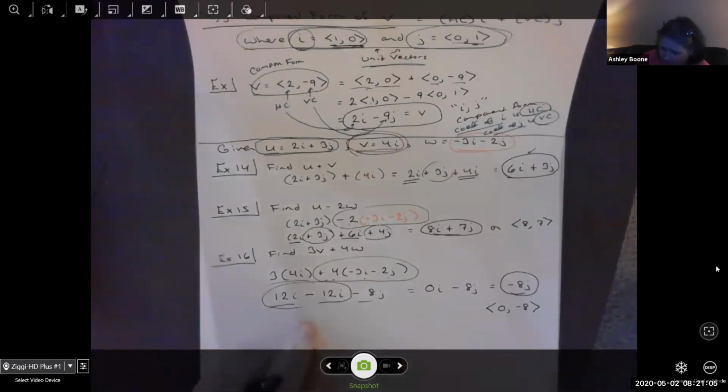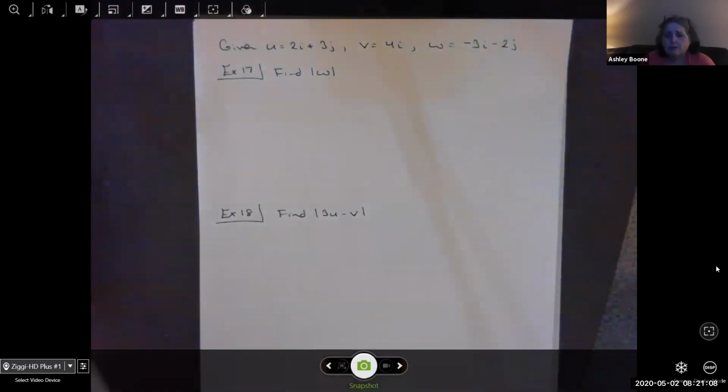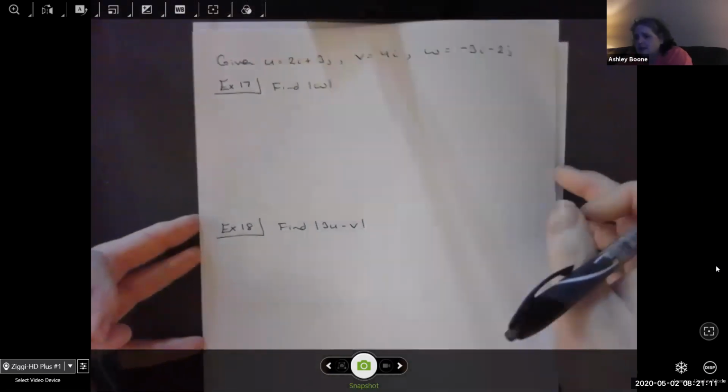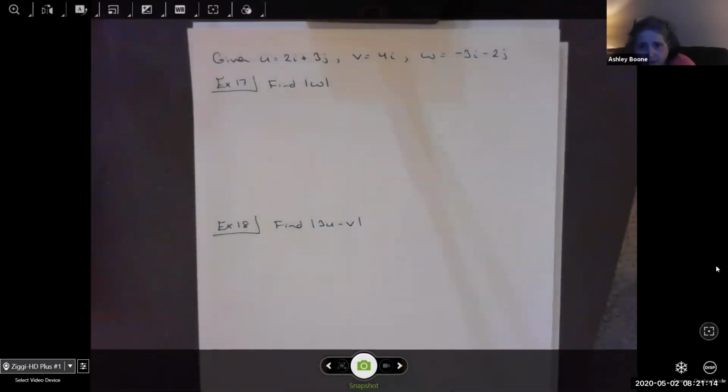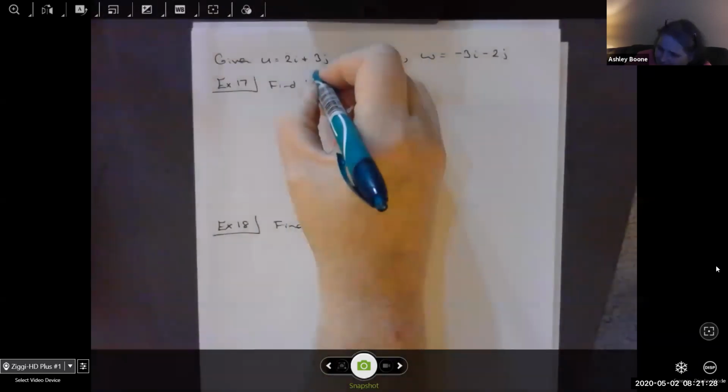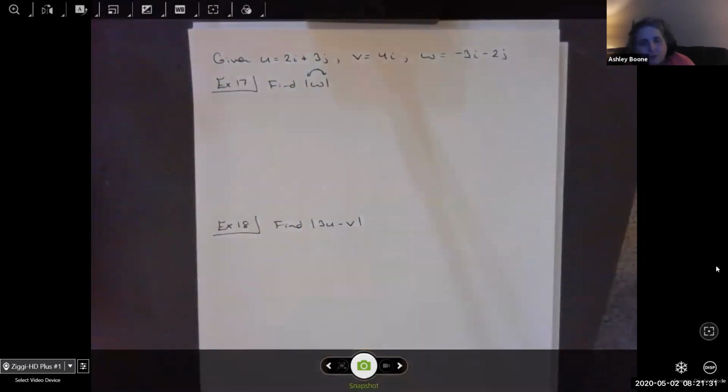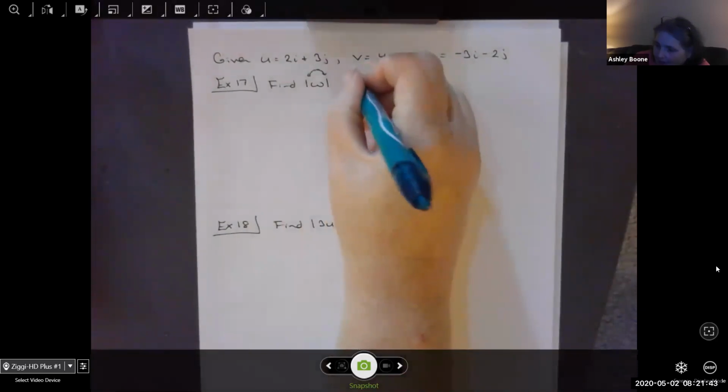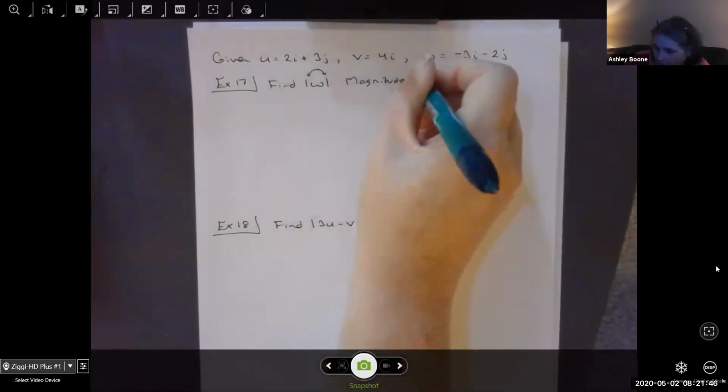So in your notes, you have a couple of problems, numbers 17 and 18. Given u equals 2i plus 3j, v is 4i, same vectors. We have 2 more examples, 17 and 18. Notice the difference in the notation here. What did this notation stand for? If you see bars around your W, it's not just vector W. Vector W is this guy here. But the bars around it mean magnitude of W.